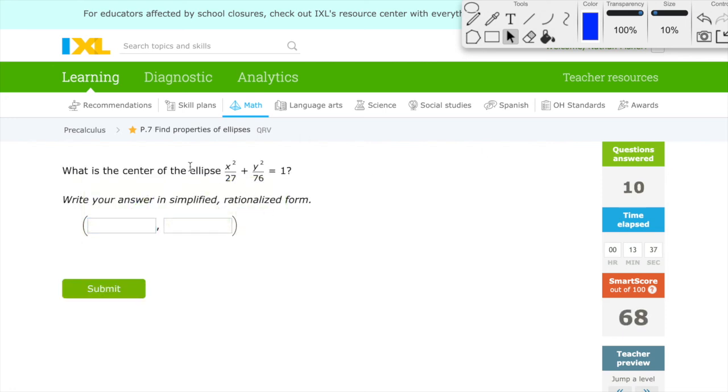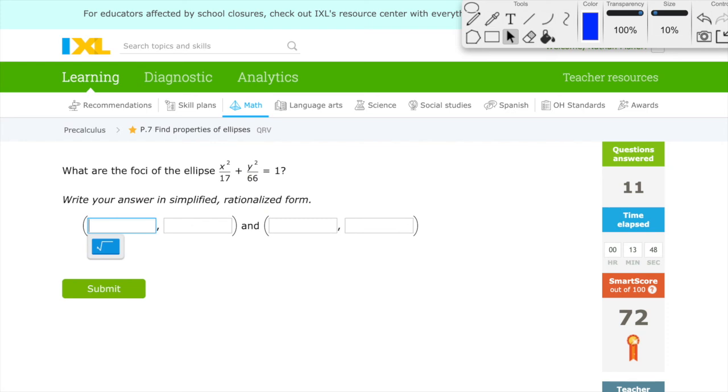The center of the ellipse. Okay, this one's really nice. The center is always 0, 0 unless there's something tacked on to the x and the y to shift that up, down, left, or right. So that one's really quick.